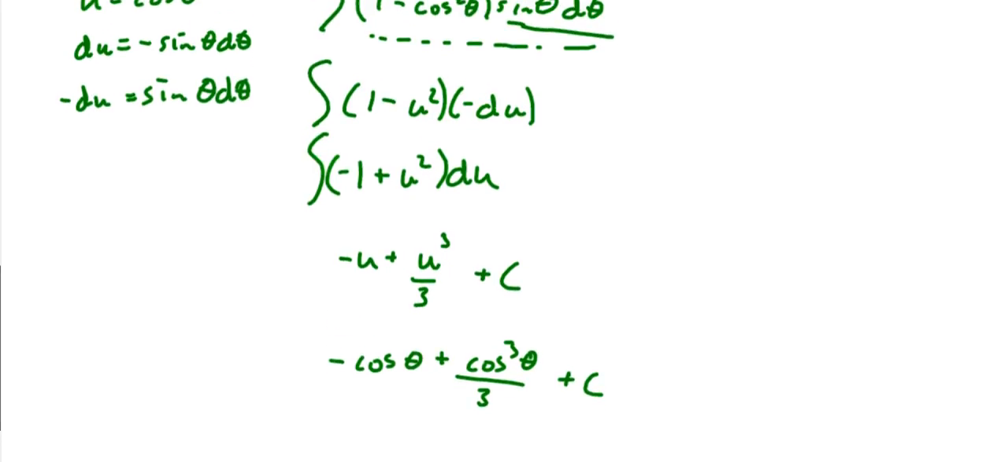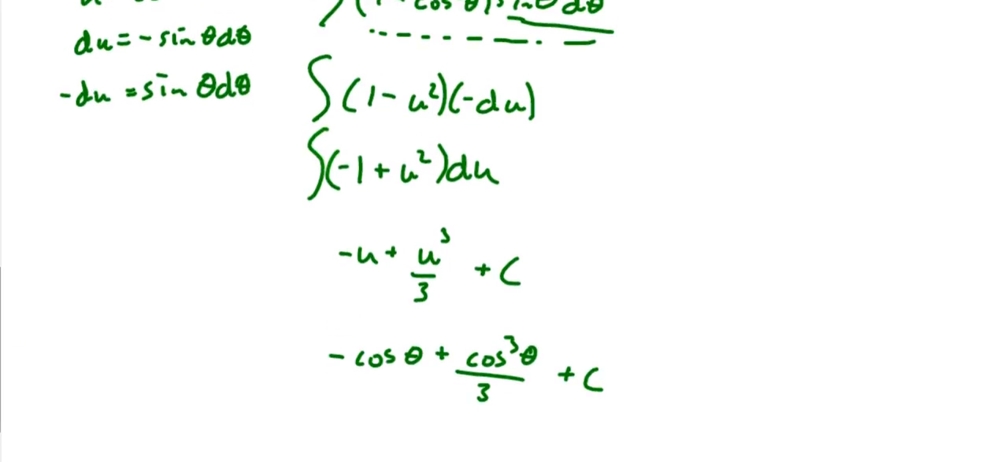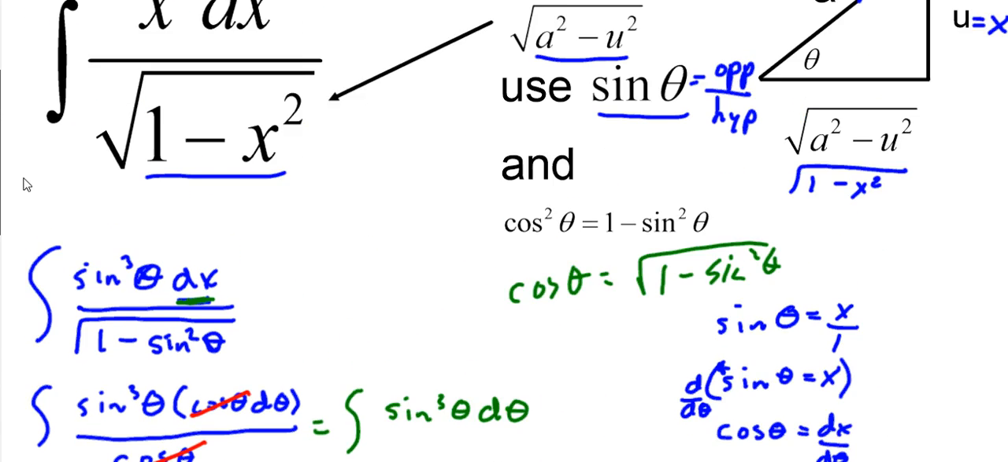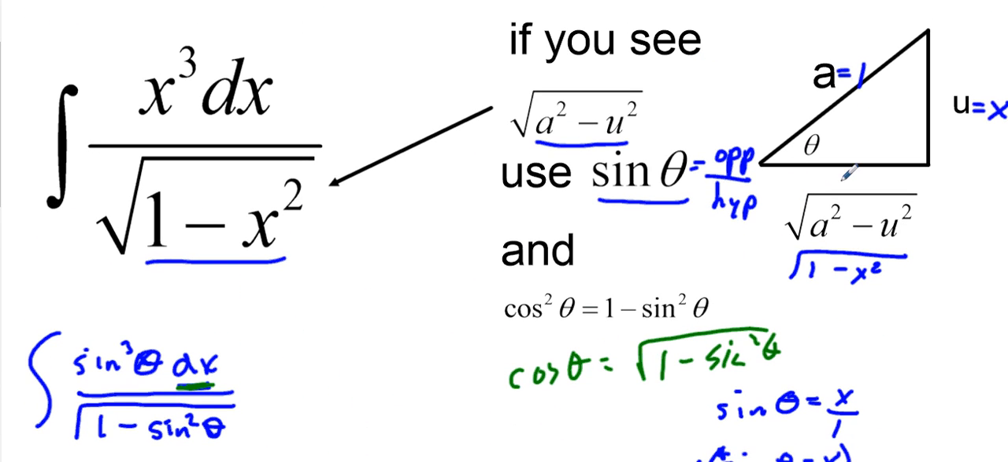All right, well, now let's look here because we have to get rid of the thetas. Where do we go? Well, let's go back up here. What is cosine going to equal? Well, we can look at our little triangle here. Cosine is adjacent over hypotenuse. So cosine is equal to the square root of 1 minus x squared. All right, so that's how we get that.